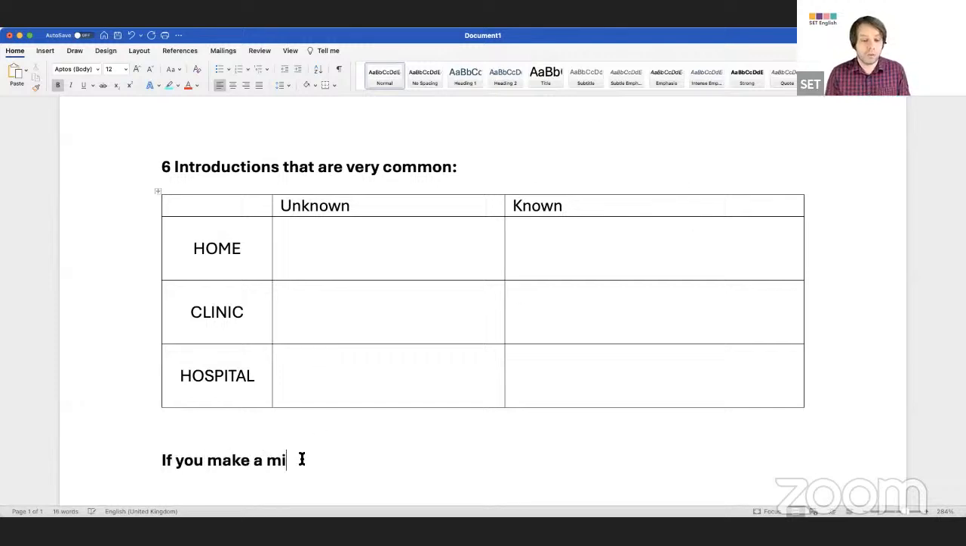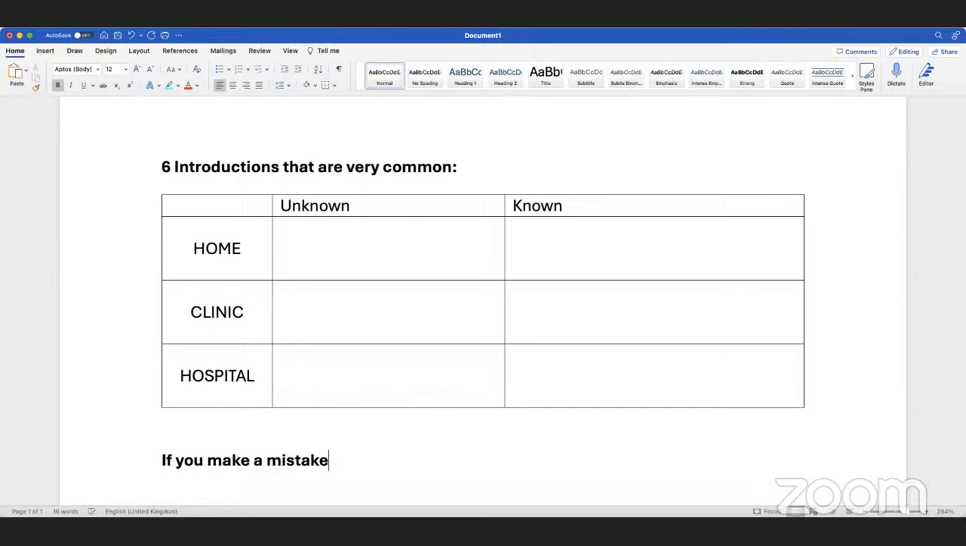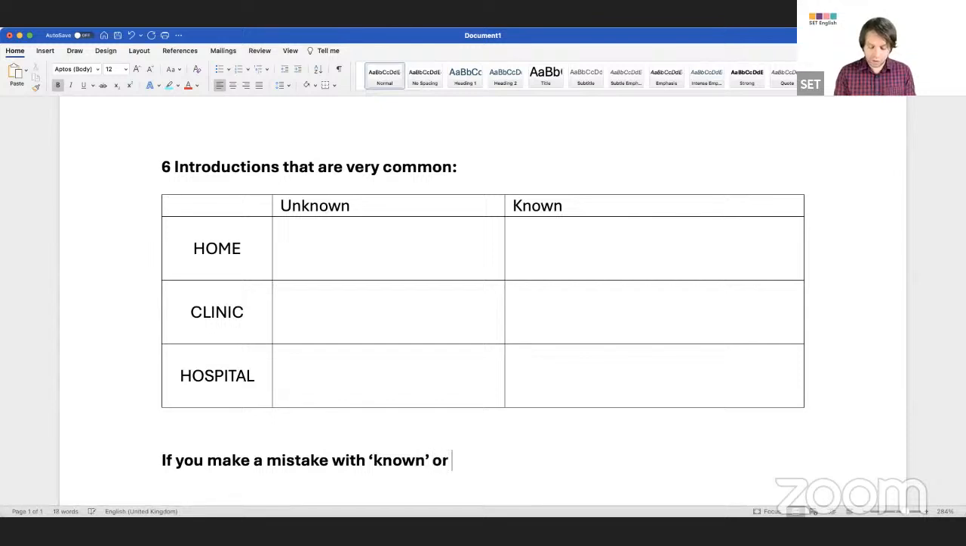Put your hand up, Virginia, go on. Yeah, if you start talking as unknown and keep talking. Yeah, right. If you make a mistake with known or unknown, just keep doing it like that. It's okay, right? So for example, don't say this. Hi there, John. Nice to see you again, John. Can I confirm your name, please?